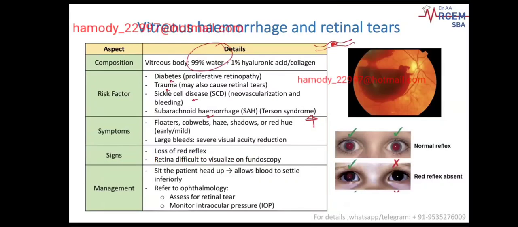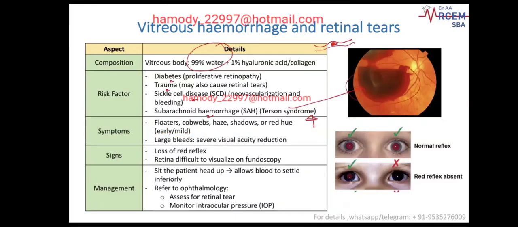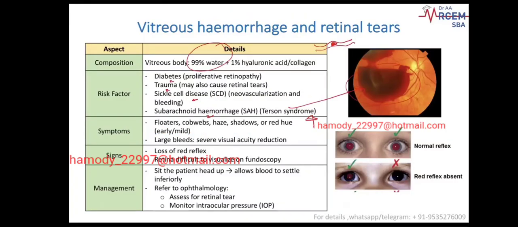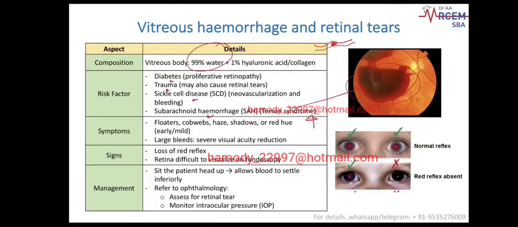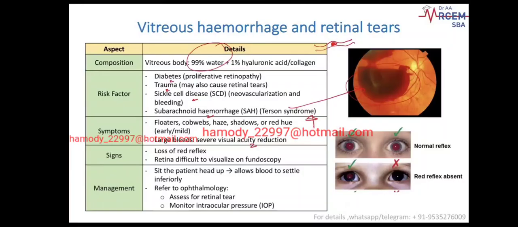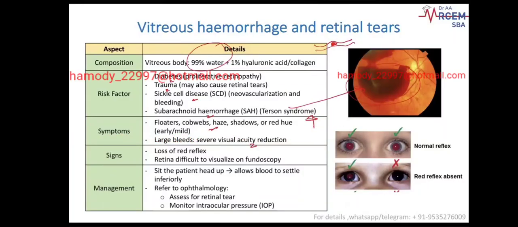What are the symptoms? Because blood is there, light cannot fall directly on the retina. So what will happen? There can be a decrease in visual field depending on where exactly it is present. Visual acuity, blurring of the vision can be seen. Some amount of floaters, or something floating, or haziness, those kinds of things can also be seen. Loss of red reflex will be there because light cannot pass and fall on the retina.